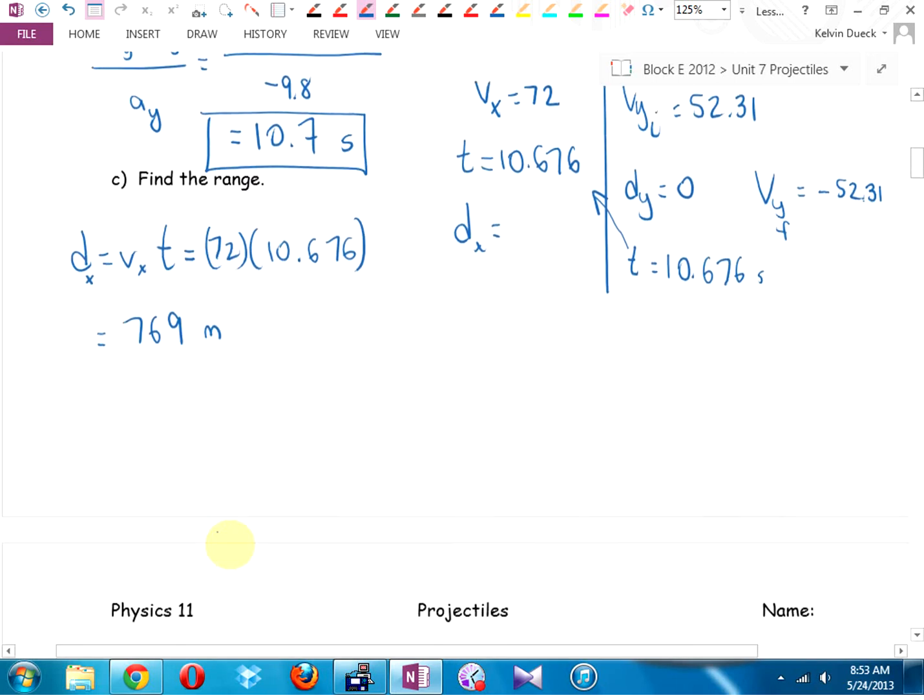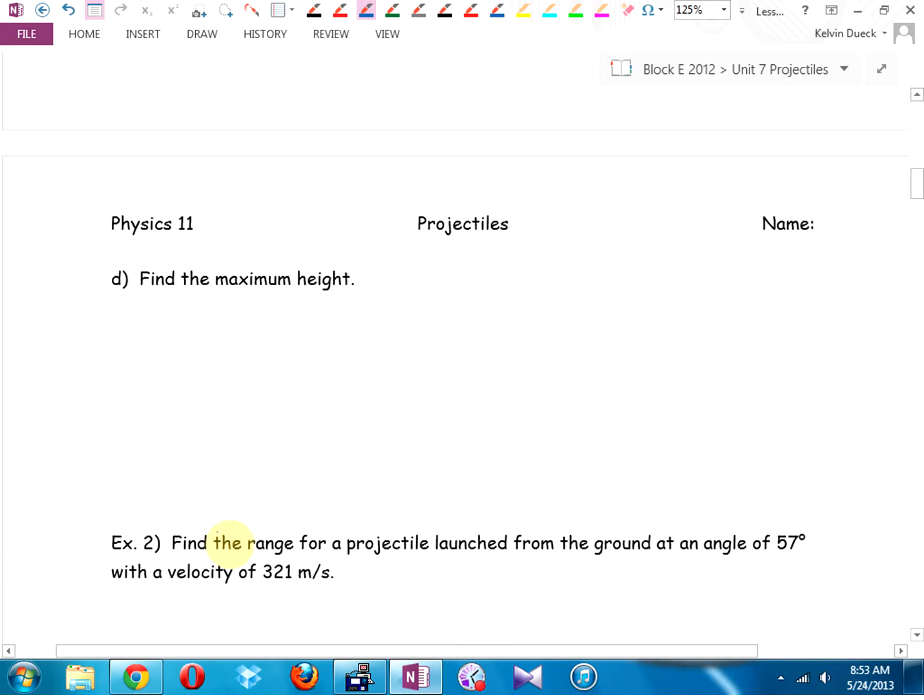Turn the page. Is there a part? Oh, D. Find the maximum height. You guys haven't turned the page. You're still on the same page. Is that right? Okay, so you got all your data listed. Maximum height. Height, is that vertical or horizontal?